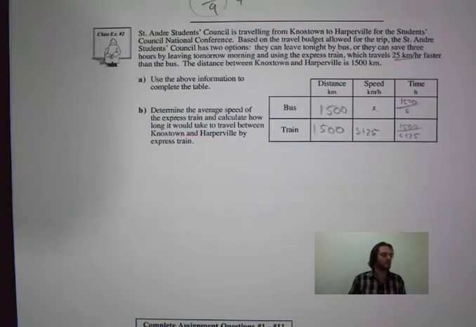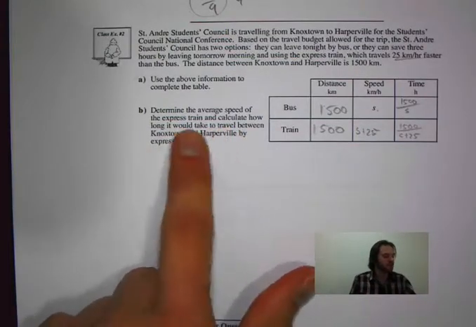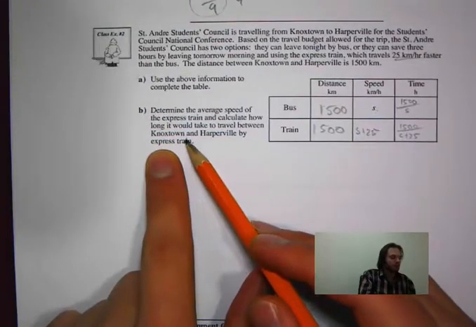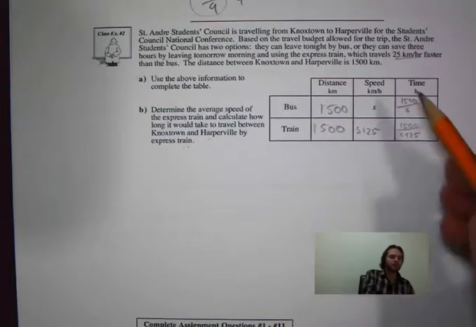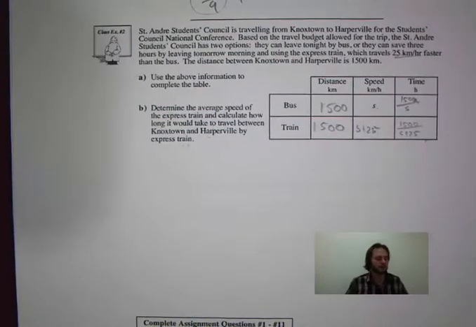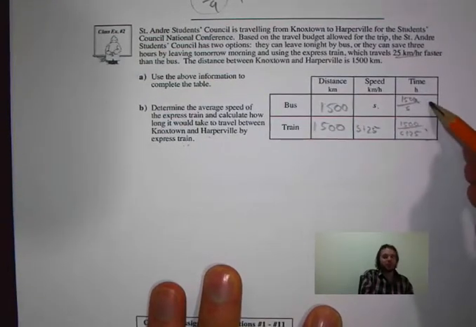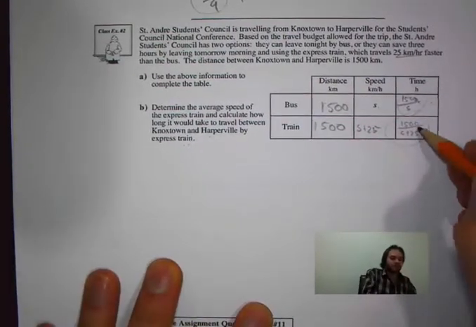Now, there we go. So then it says determine the average speed of the express train and calculate how long it would take to travel between Knoxtown and Harperville by express train. So what is the average speed? Well, we know there's a 3-hour difference between these two, right? So this fast one, subtract the slow one, this is going to be 3 hours difference. Actually, we're going to have to go the slow one, subtract the fast one. So this is the fast, that's the slow.